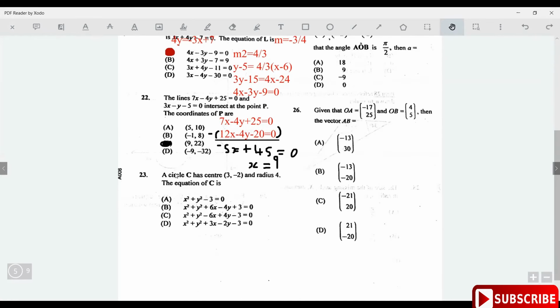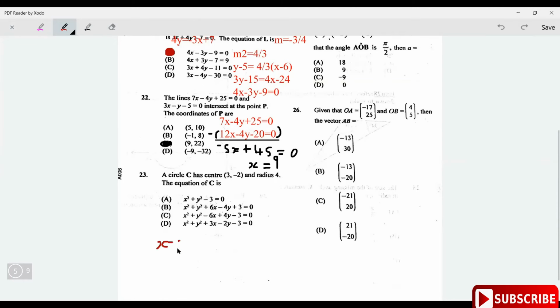Question 23. Question 23 says a circle has center (3, -2) and a radius of 4. What is the equation of C? So to find the equation of C, first thing you can do is start with the standard form. So we know it's going to be (x minus 3) all squared, plus, notice that the y coordinate is negative, and so it's not y minus 2 but (y plus 2) all squared, and that's equal to r squared, which is 16.